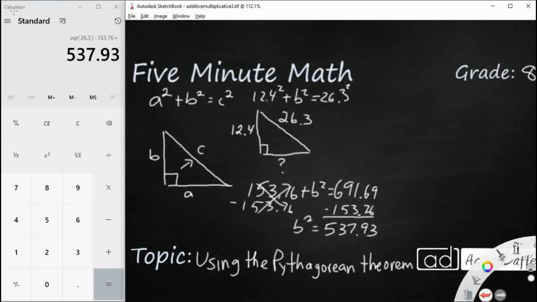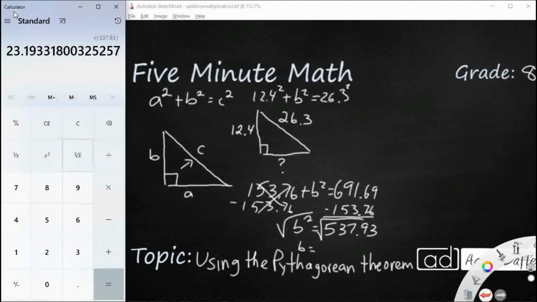Now, we're not done yet. That's what b squared equals, 537.93, which means now I've got to find the square root of this. I have to take the square root of both sides. The square root of b squared is just going to equal b. The square root of 537.93, oof. Let's round that to the nearest hundredths place. That's going to be about 23.19, or 19 hundredths. So that's how we could find the missing length right there.